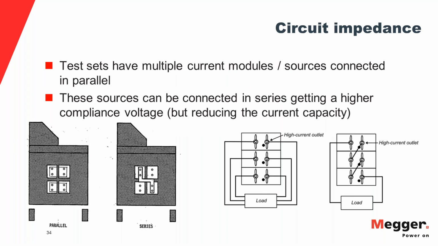Then there are some test sets which have multiple sources or multiple current modules, which are usually connected in parallel. Those sources or modules can be connected in series so that you get a higher compliance voltage. But in this case, what happens is you get a higher voltage, but the current capacity reduces. So for example, if you have two sources which are connected in parallel normally, and the compliance voltage is V, the current capability is I. If you connect those two sources in series, now you'll get a compliance voltage that is twice of V, but the current capability will be reduced to half of I.